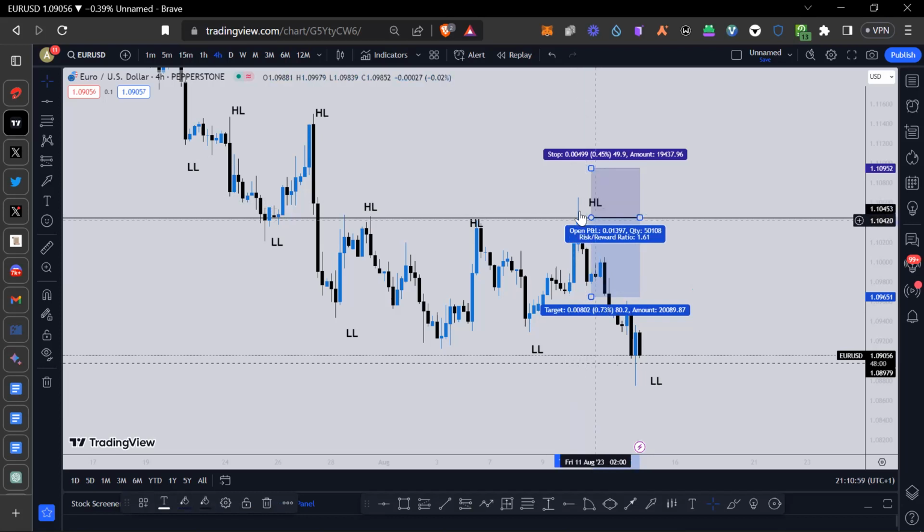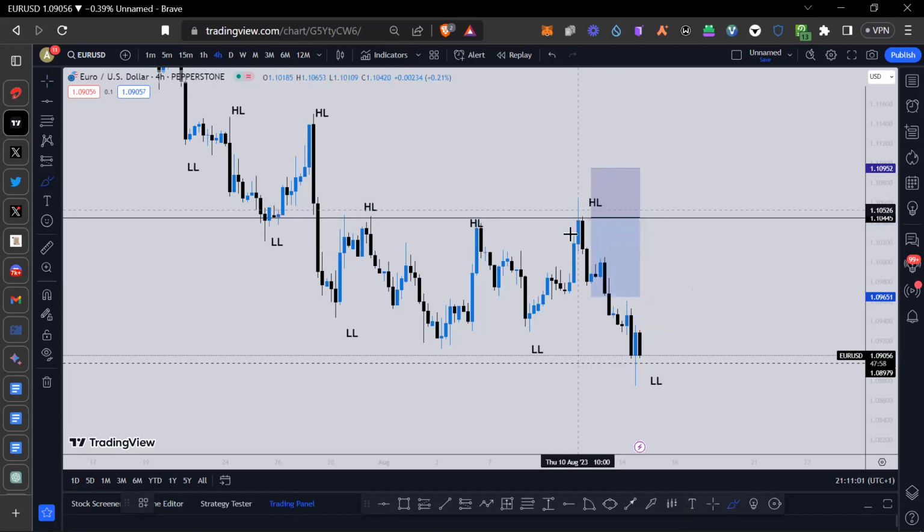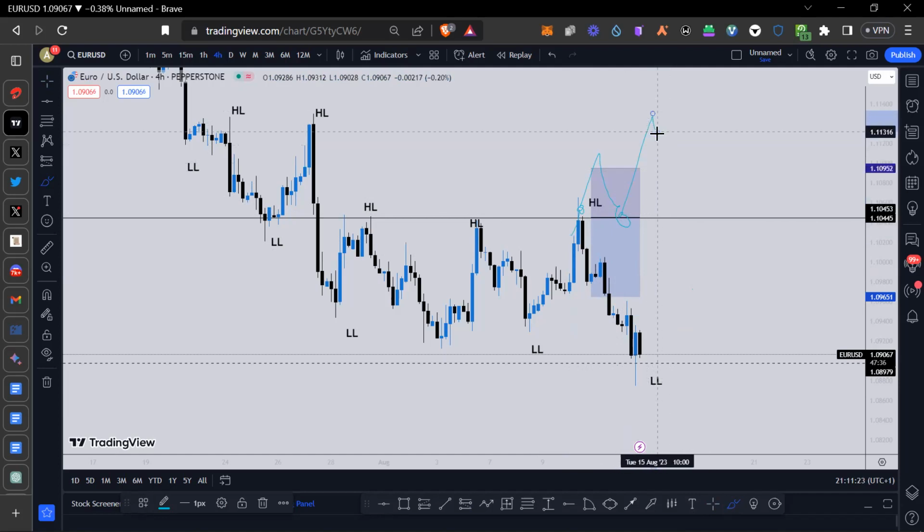So if price stays above this level here, you can start looking for it to soar higher and come back down, turning this resistance level into support. Then you can start looking for longs, and maybe the trend has changed. So you start looking for more higher highs and higher lows. That's what you'd be looking for: higher high here, higher low, higher high, higher low.